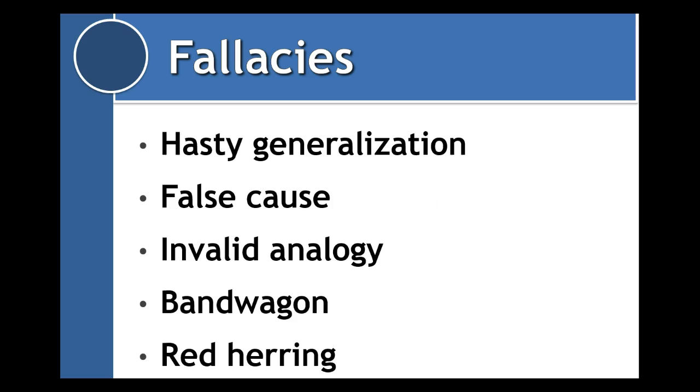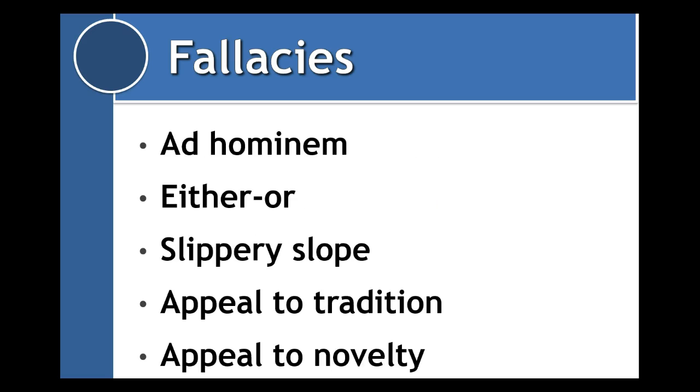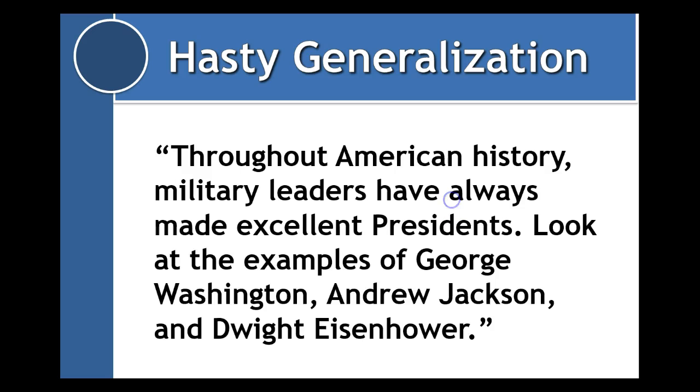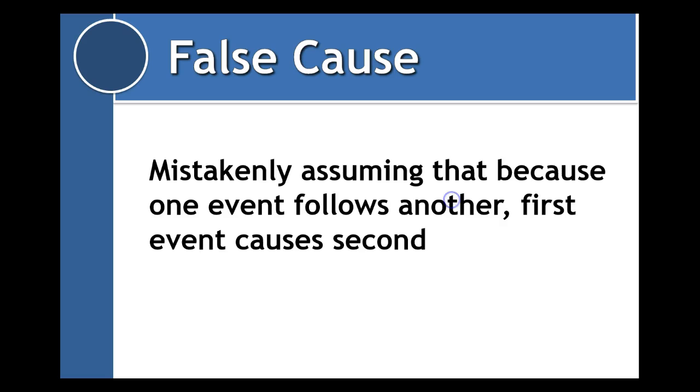Fallacies include the hasty generalization, false cause, invalid analogy, bandwagon, and red herring. There's ad hominem, either or, slippery slope, appeal to tradition, and appeal to novelty. Hasty generalization means jumping to a conclusion based on insufficient evidence. Throughout American history, military leaders have always made excellent presidents. Look at the examples of George Washington, Andrew Jackson, and Dwight Eisenhower.